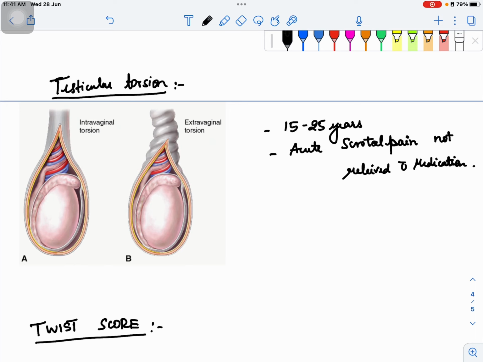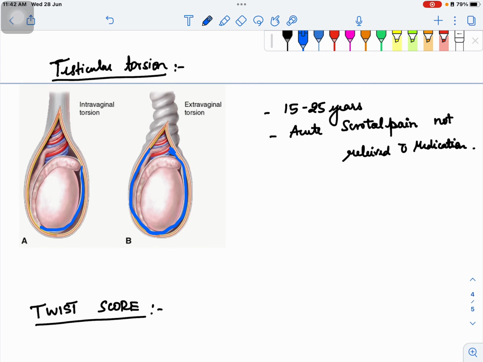So let's briefly talk about why this is happening. In this image, this is the tunica vaginalis, which is surrounding the testis. Sometimes the tunica vaginalis can be highly invested like this. This leads to a deformity called the bell clapper deformity. This can lead to twisting of the spermatic cord and the development of testicular torsion. Basically the name is testicular torsion, but the thing that's twisting is the spermatic cord. It is of two types, intravaginal torsion and extravaginal torsion.